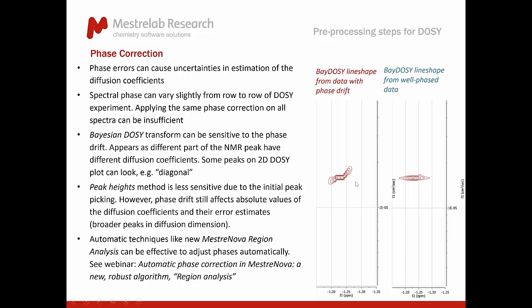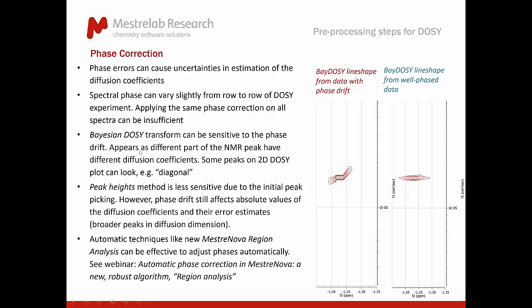Of course it's important to phase the first row of the spectrum, but gradients can also slightly change the phase over the course of the diffusion experiment. So basically the phase can drift a little bit from point to point. In this case, you have two possibilities. You can either correct the phase for each spectrum, each row of the DOSY experiment, manually, or you can use one of the automatic correction algorithms like region analysis. We discussed it some time ago in a dedicated webinar. You can still find information about this webinar online, I believe.